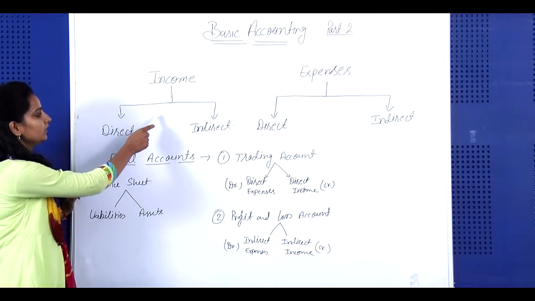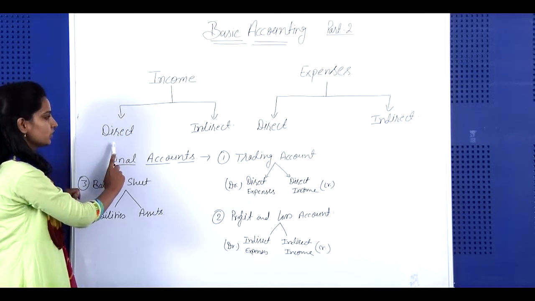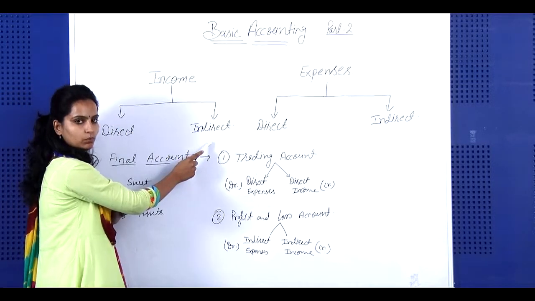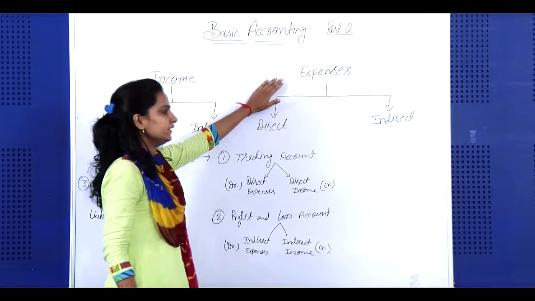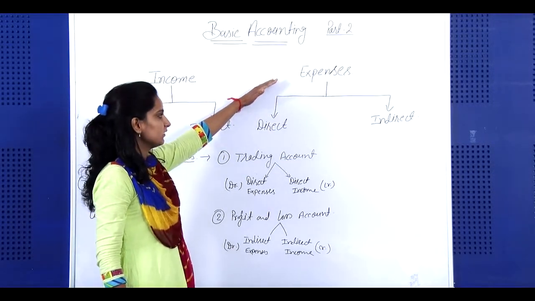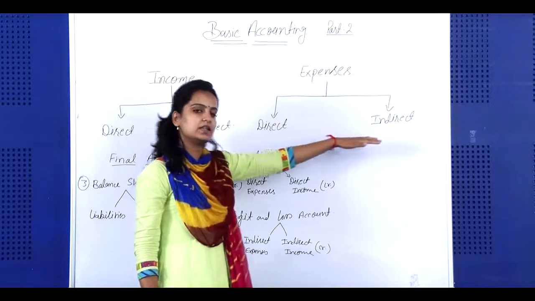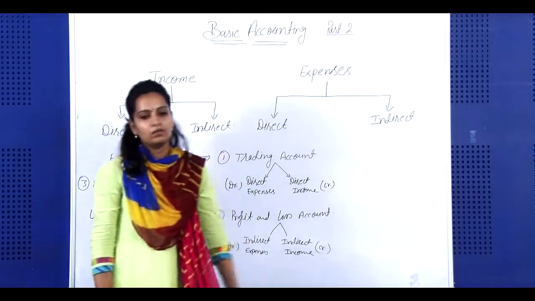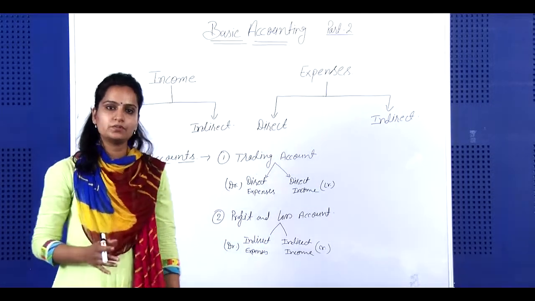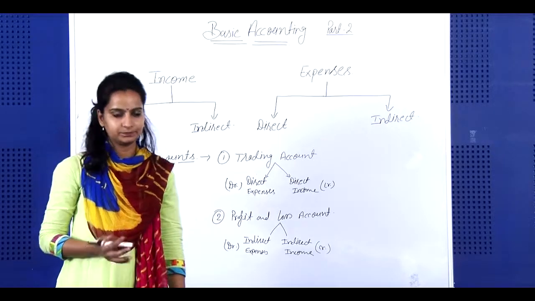In income, we classify the income into two portions, direct and indirect. Now with the expenses, same, we classify the expenses into direct expense and indirect expense. I want to explain the difference between direct and indirect.